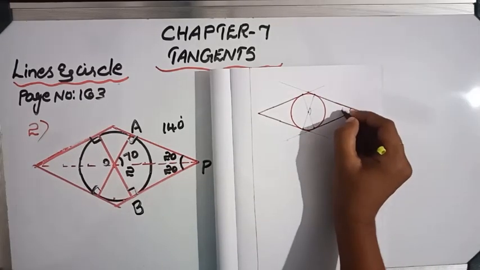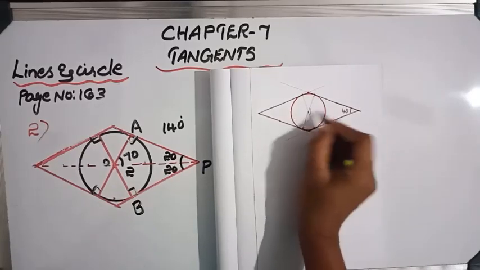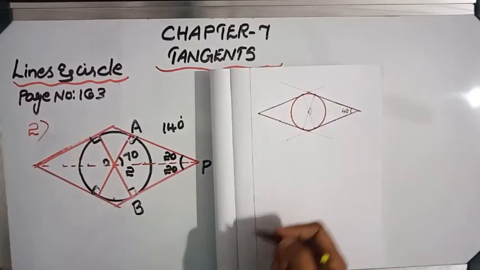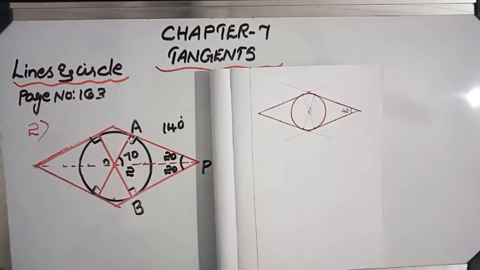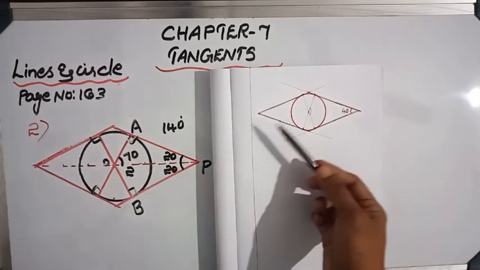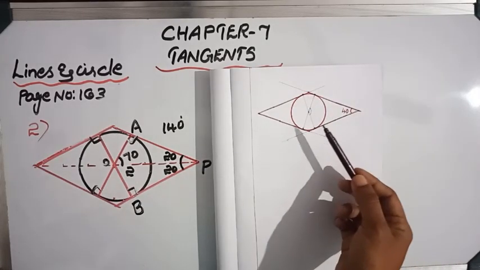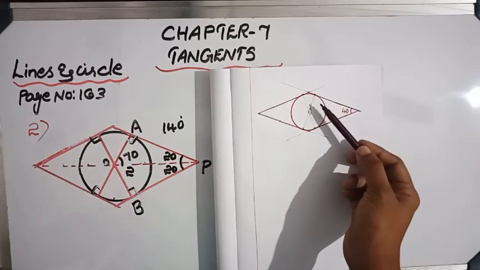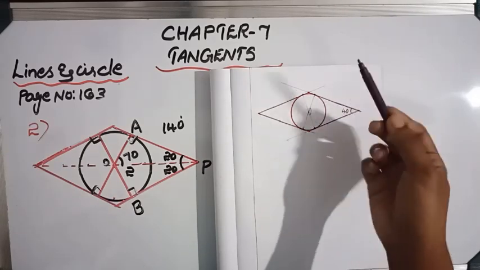Now mark that angle. So this is 40 degrees. The radius is 2 centimeter. So this is the method to draw this figure, just by drawing the tangents. Tangent is always perpendicular. That's why we are using the protractor.